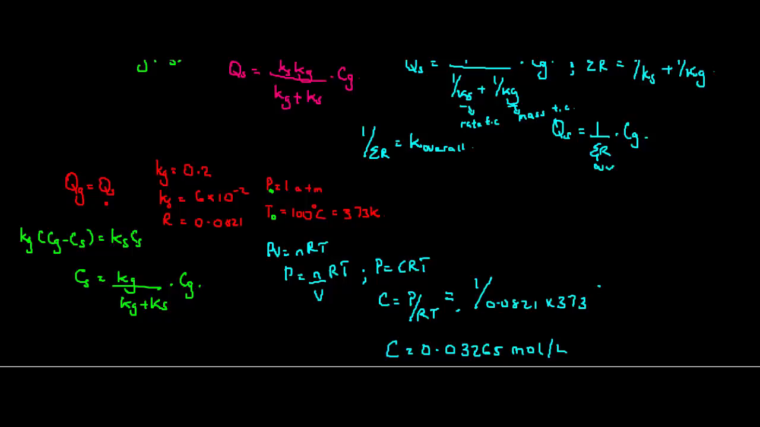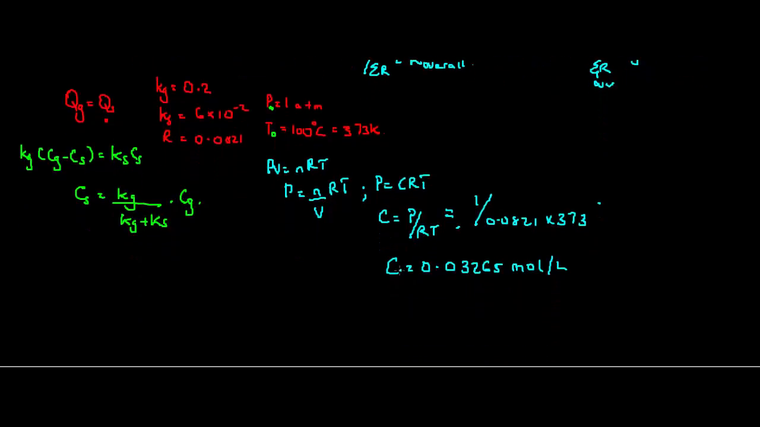Now I already have my Cg, that's the concentration of the gas. Now what do I need? That's all. I can easily get my Cs from here. And let's get our Cs. So Cs will be equal to Kg, which is 0.2, over 0.2 plus 6 times 10 raised to the power minus 2, which is 0.06, times my Cg, which is 0.03265.